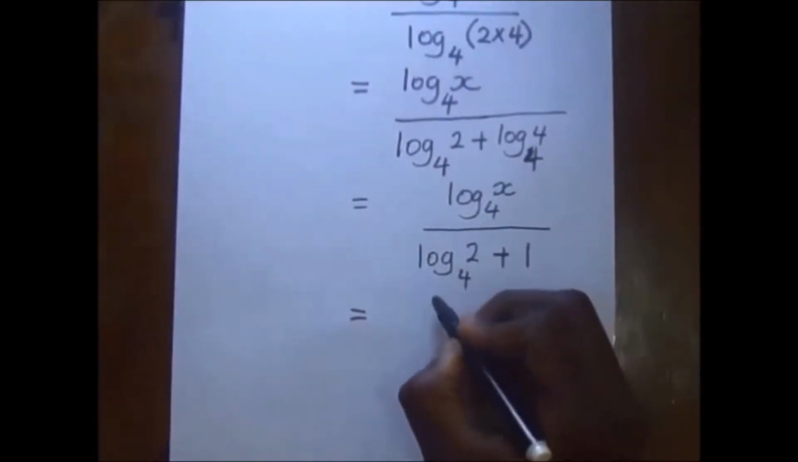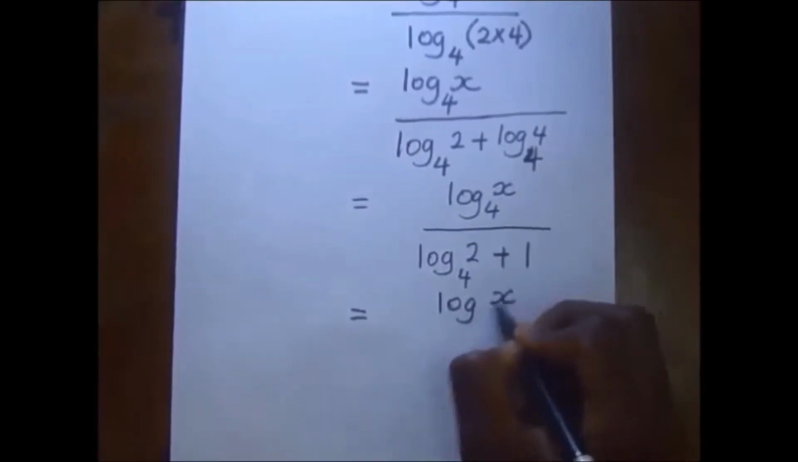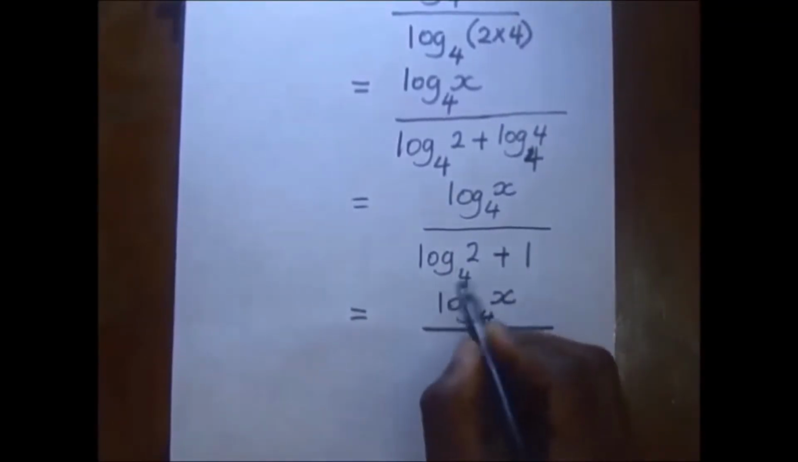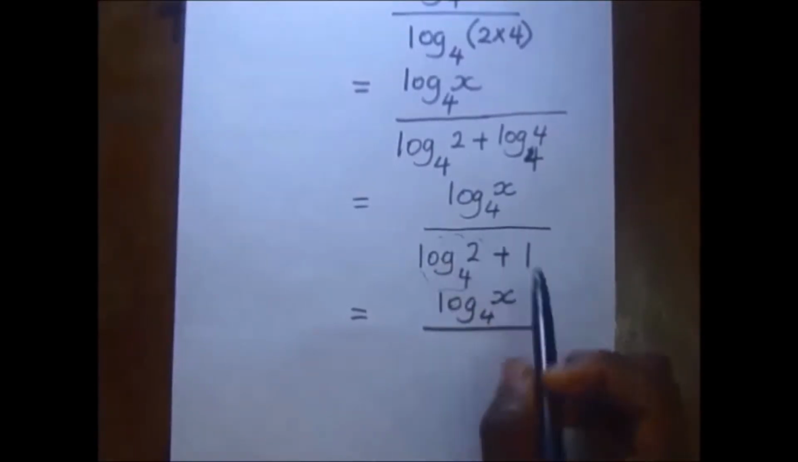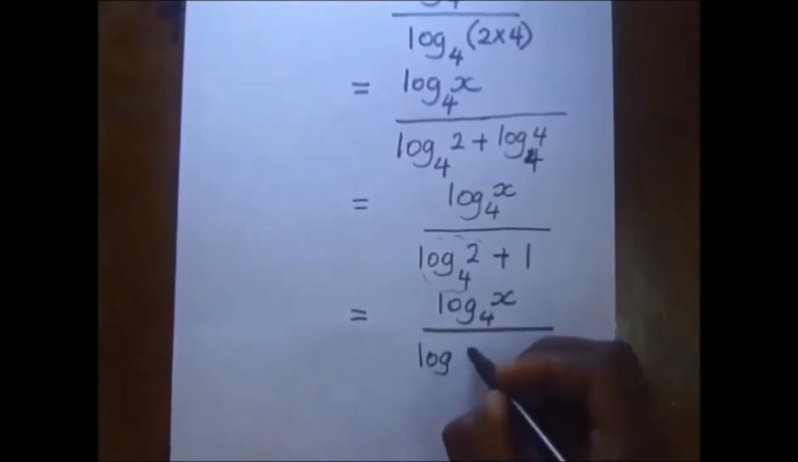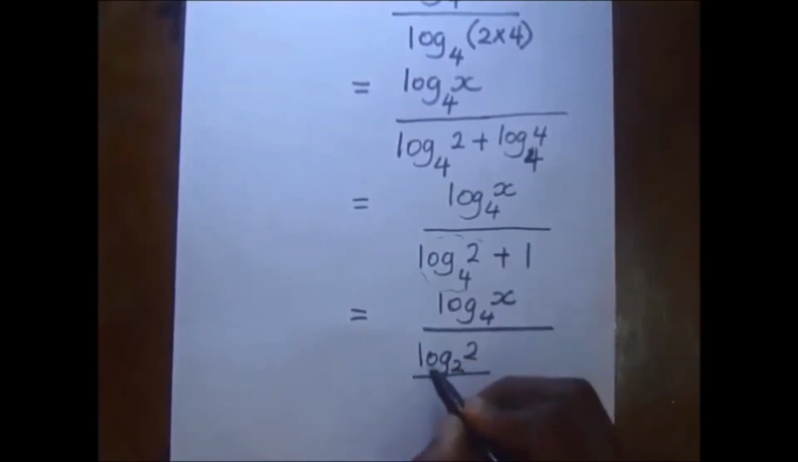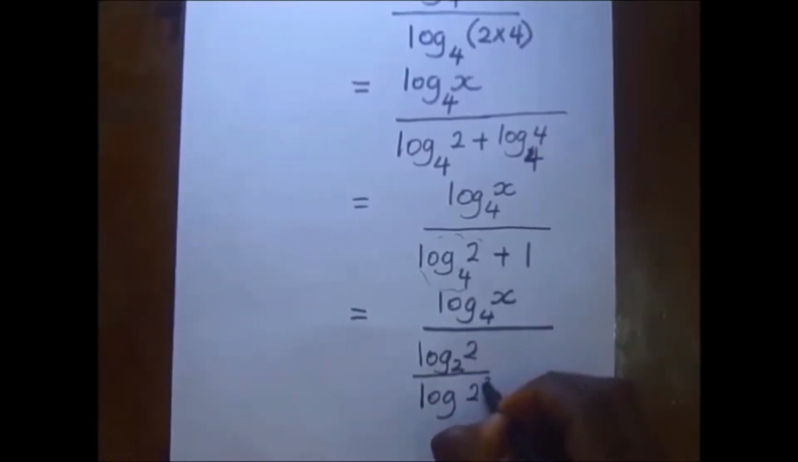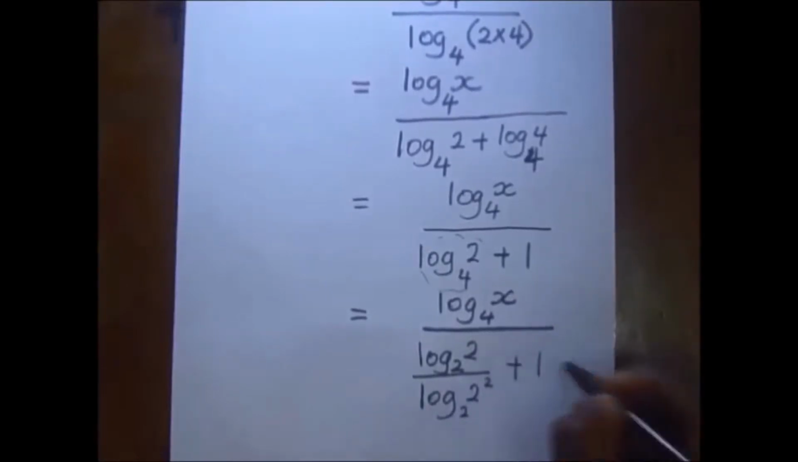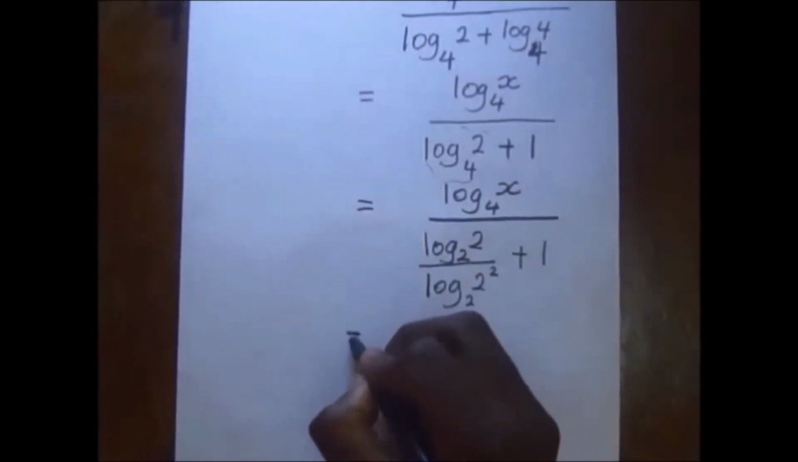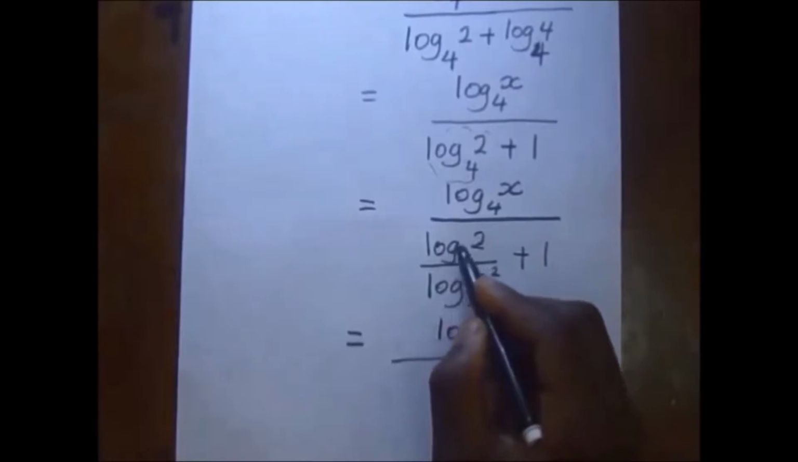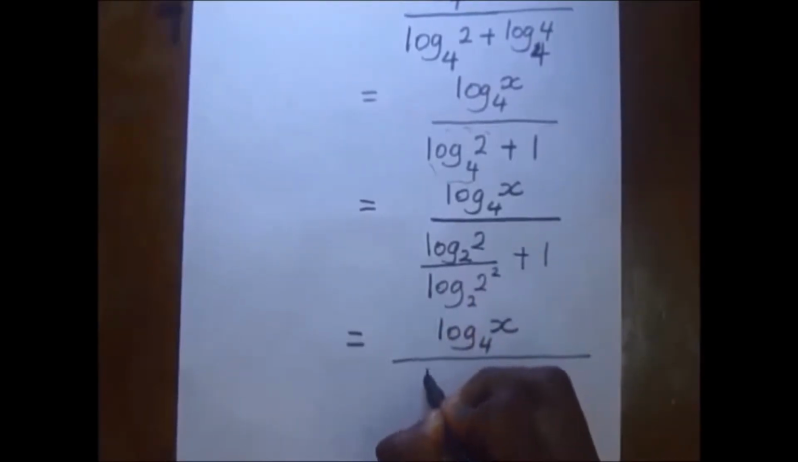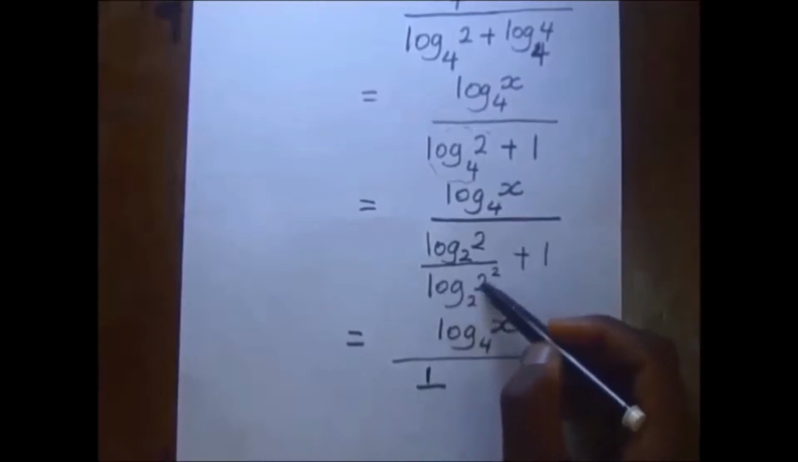So this still will be log of x base 4, divided by, now let's convert this to base 2. This log is of base 4, we convert it to base 2, it's going to become log of 2 base 2, divided by log of 4, which is 2 squared, base 2, plus 1. So that will become the logarithm of x base 4, divided by log of 2 base 2, which is 1, over log base 2 of 4, which is 2.